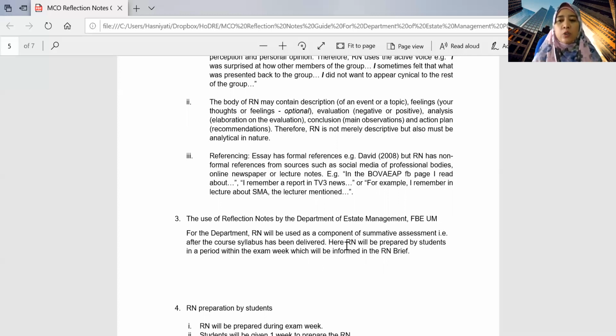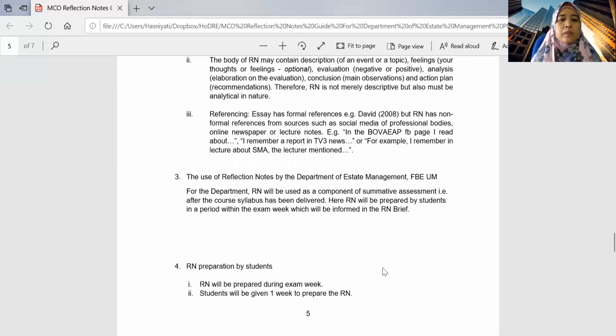So in the reflection note brief, which the lecturers will upload on Spectrum during the exam week, you will find instructions in terms of what to write, the topic to write or the topic to reflect on, the number of words, how to submit, when to submit. So all the relevant information regarding what to write and when to submit will be provided inside the reflection note brief.